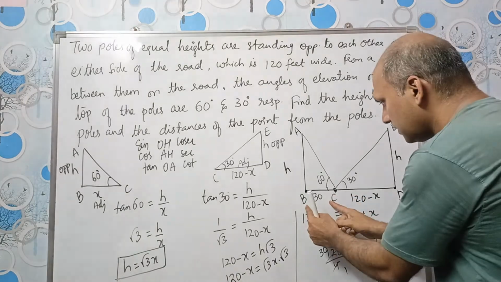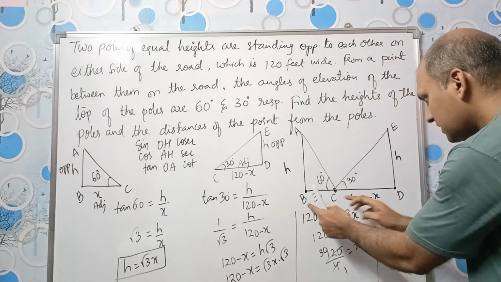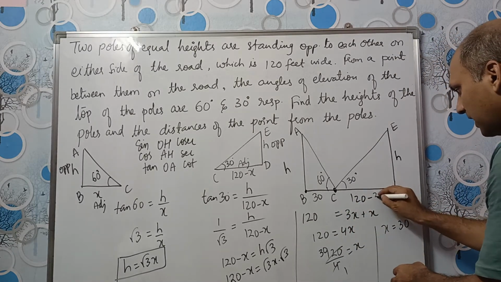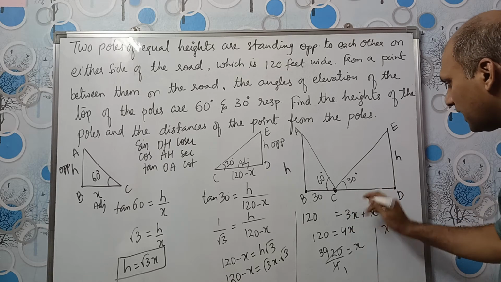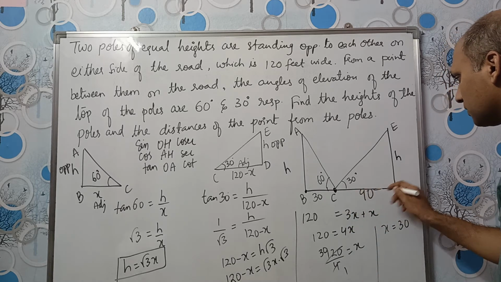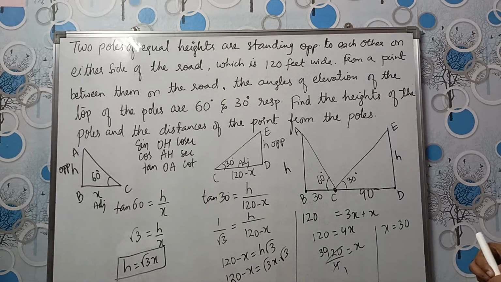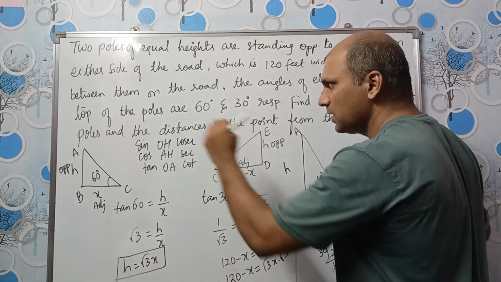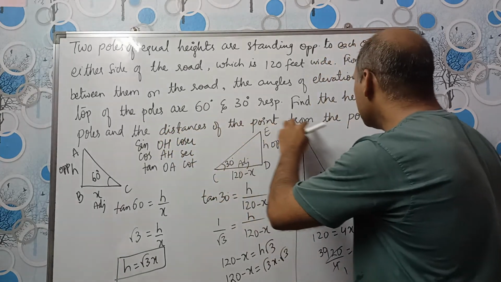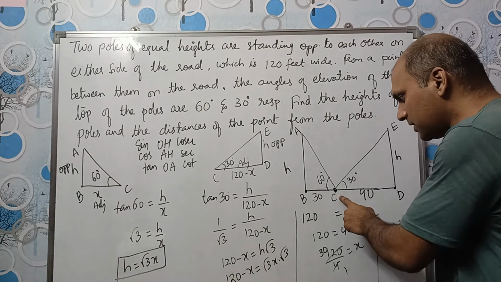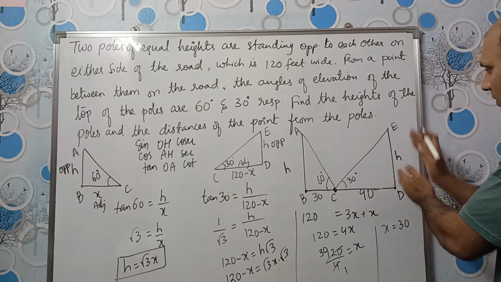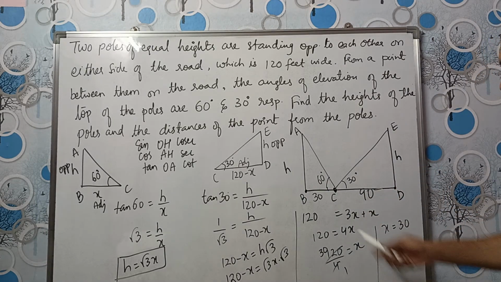This was x. And if this is 30, this will be equal to 120 minus 30, which is 90, because the total should be 120. What do we need to find? We need to find the heights of the poles and the distances of the point from the poles. So this point of observation is 30 feet from this pole and 90 feet away from this pole. That's what we got, 30 and 90. The x value is 30.